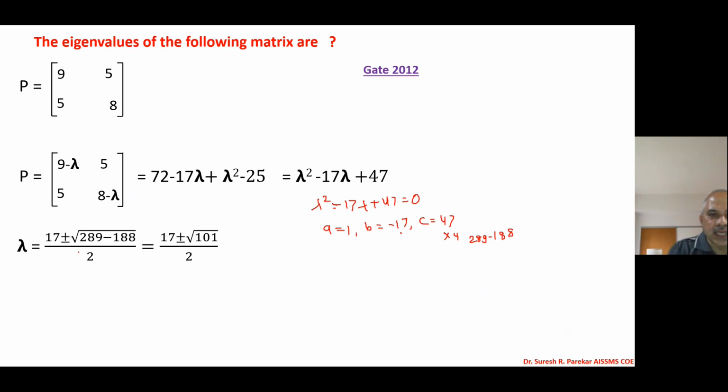And then if we see this, this is around 101, meaning 100. So if I consider it as 10, then 17 plus minus 10 by 2. So we are going to get it as 27 by 2, 13 point something, you will get, and then 7 by 2, which will be 3.5. So we have these two values for lambda for this matrix.